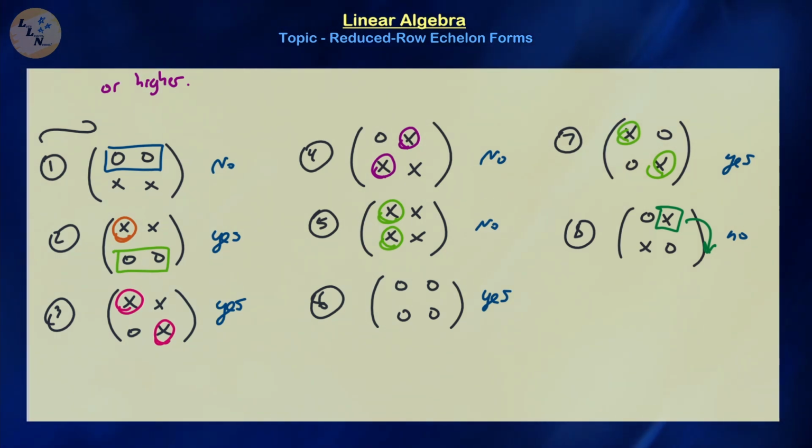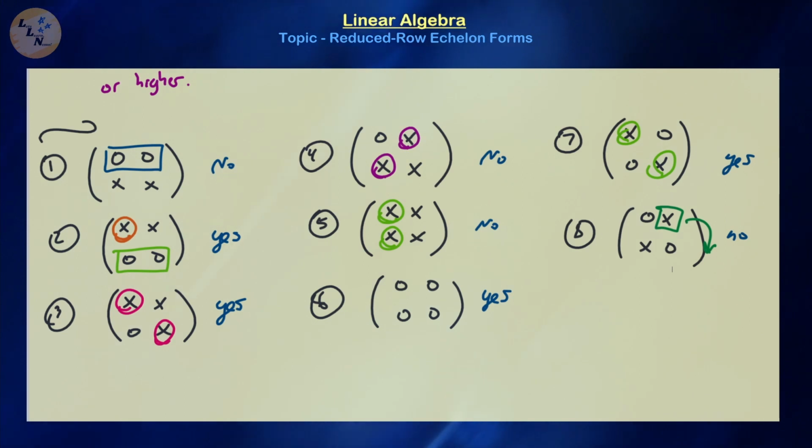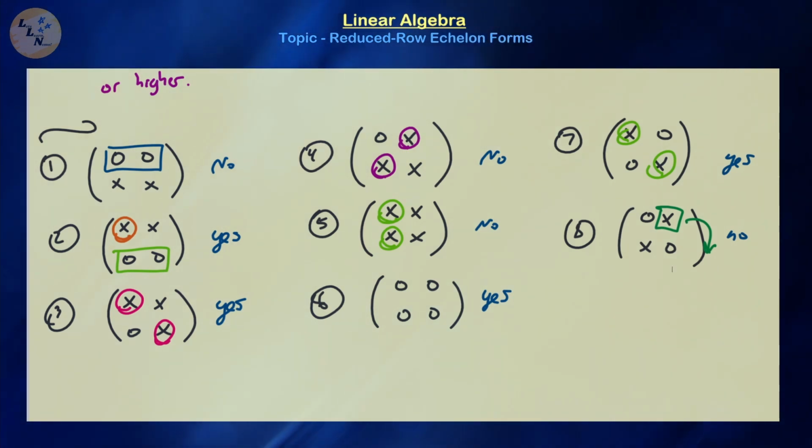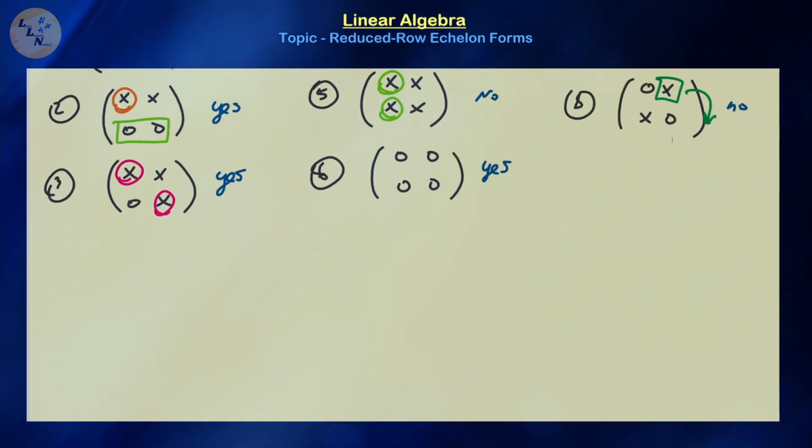So those are some of the different rearrangements of at least the 2x2 scenario for identifying row echelon matrices. And of course, matrices don't have to be square in order for it to be in row echelon form.